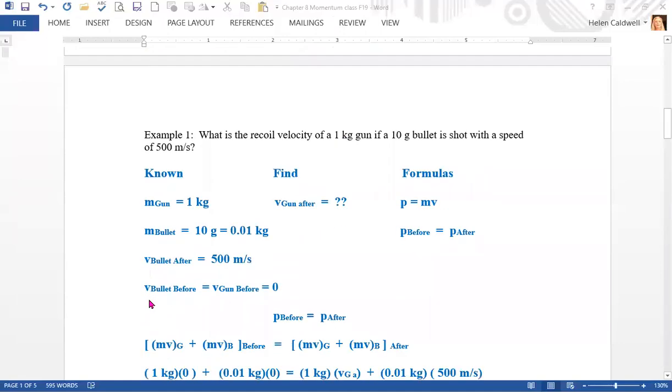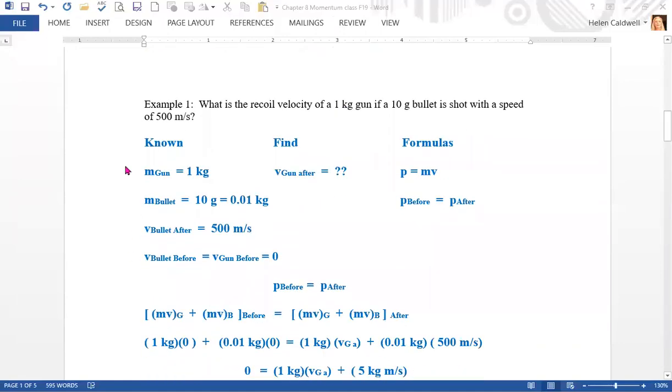So let's do one. So the recoil velocity for a 1 kilogram gun, if a 10-gram bullet is shot with a speed of 500 meters per second. So the mass of the gun, remember gun would be a little subscript, so it would be below the line. And bullet is a subscript, so below the line. So the mass of the gun is 1 kilogram. The mass of the bullet is 10 grams. They're trying to trick us.